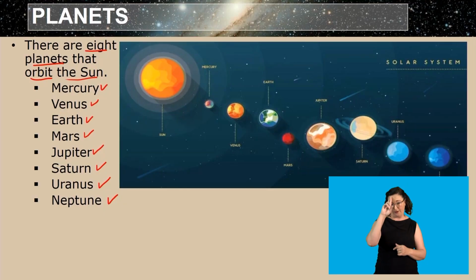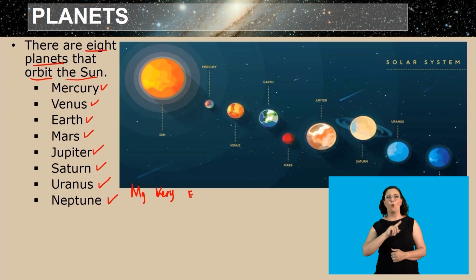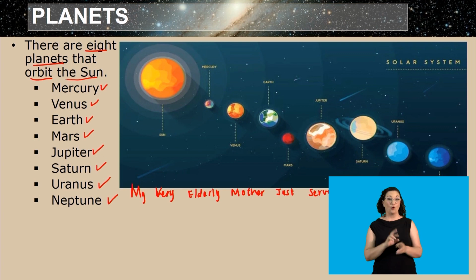Now, for you to remember, you need to use the following sentence. We can say, "My Very Elderly Mother Just Served Us Noodles." I'm writing them in capital letters so that you can see the capital letters representing the planets. Okay, I hope you are able to see that.